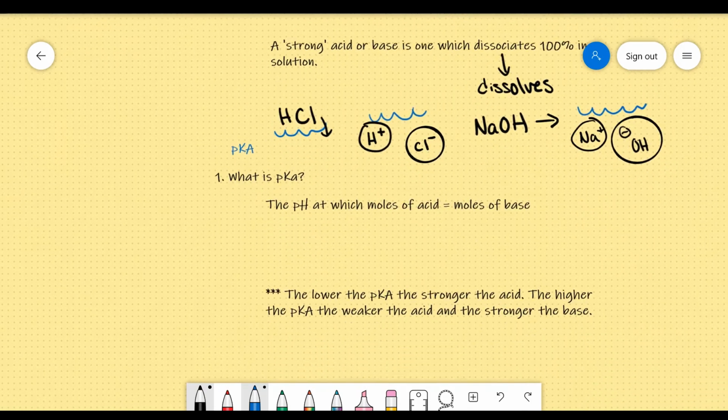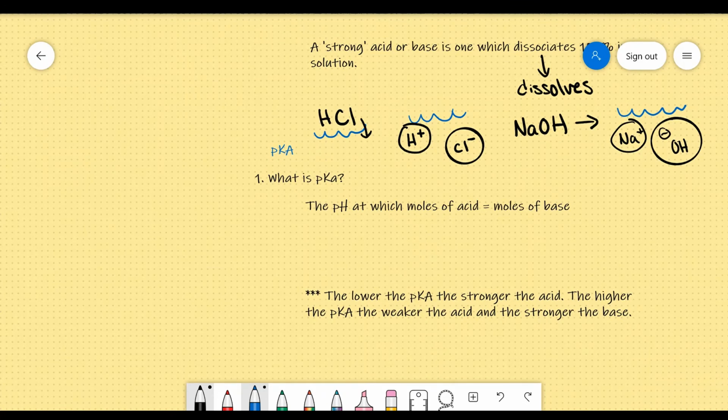Alright, pKa. What is pKa exactly? So this confuses a lot of students, but if you think back to your introductory chem class, think about the titration. So the pKa is the pH at which the moles of acid equal the moles of base. So if you'll remember that when we're doing titrations, right, the whole point is that we have some solution with an unknown concentration and we want to figure out what it is.